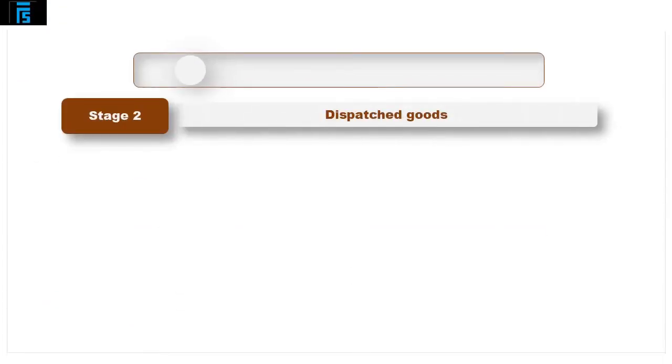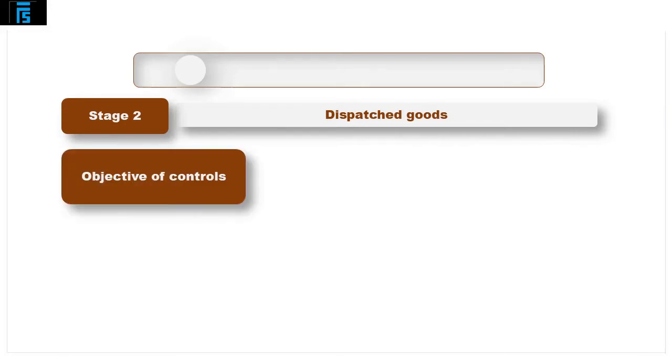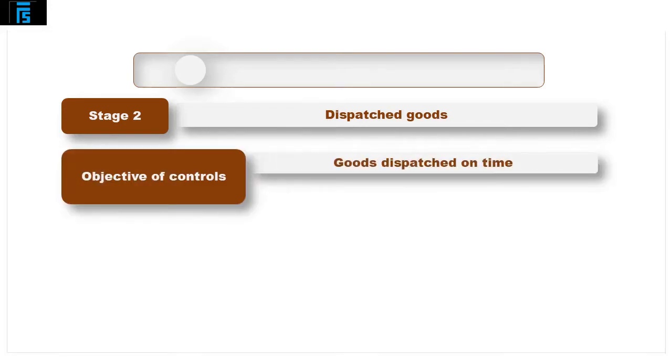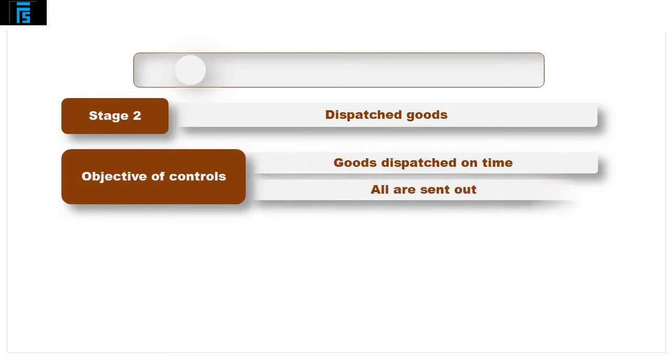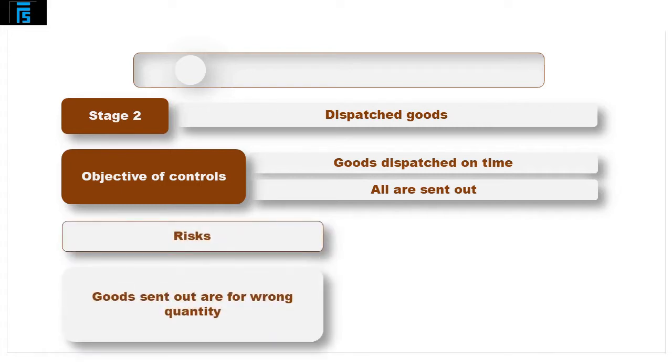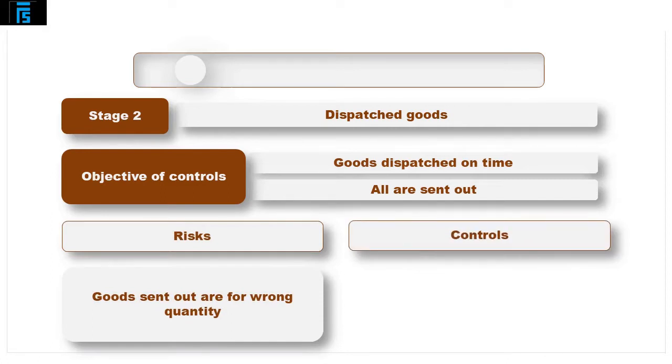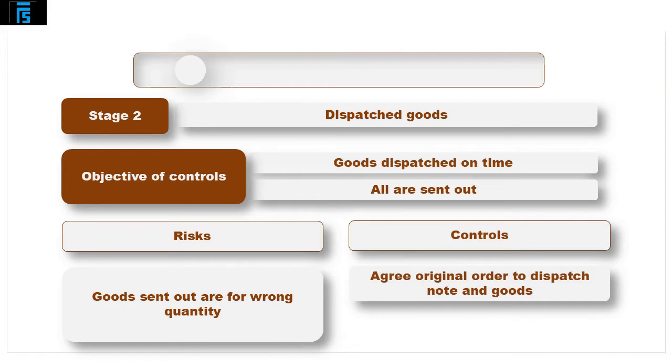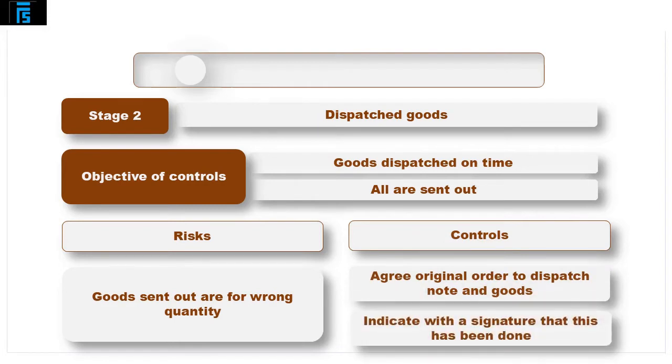Stage 2, when the goods are dispatched, is usually in the warehouse. A delivery note or goods dispatch note should be produced. The objective of this stage would be for goods dispatched to be on time to the correct customer and all sent out. An example of a risk is that goods sent out are for the wrong quantity. Controls put in place could be the dispatch team must agree the original order to the dispatch note and the goods to indicate with a signature that this has been checked.